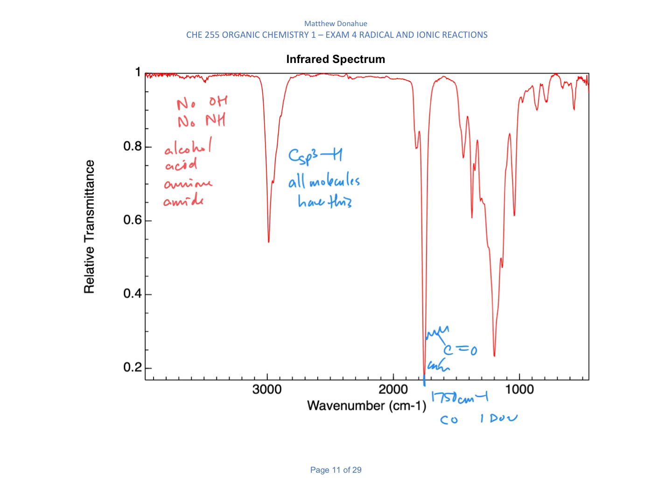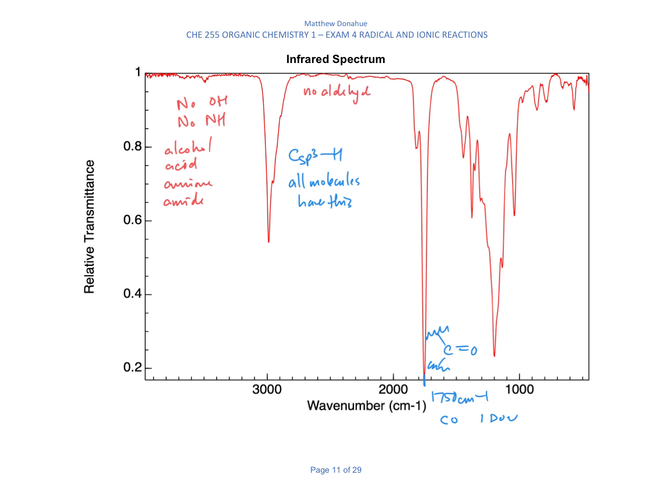So you really can't make any inferences other than, okay, it's your normal CH stuff. You can look over here. There is no signal here. So if you make another note, you can say no aldehyde.